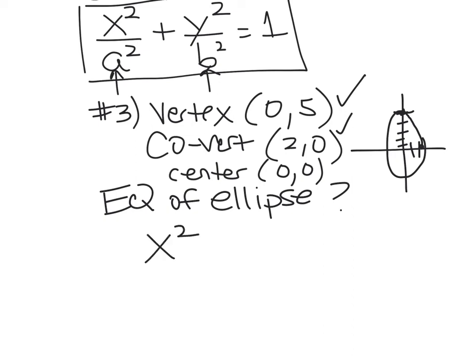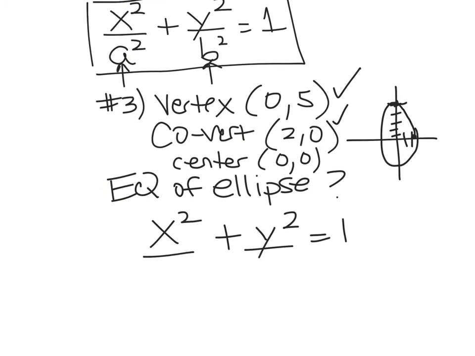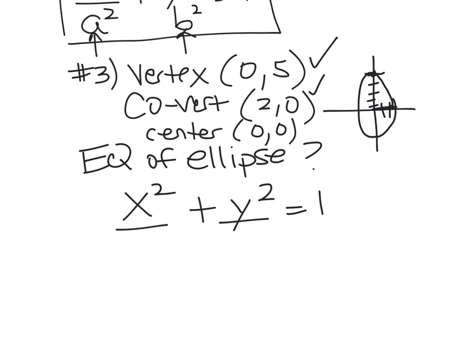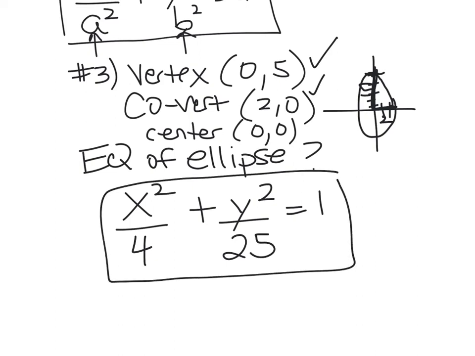x squared over something plus y squared over something equals 1. And what are these somethings? Well, from here to here is a, and that's 2. So 2 squared is 4. And from here to here is a distance of 5. And underneath y squared would go 5 squared, which is 25. And that's it. That's the equation of the ellipse.